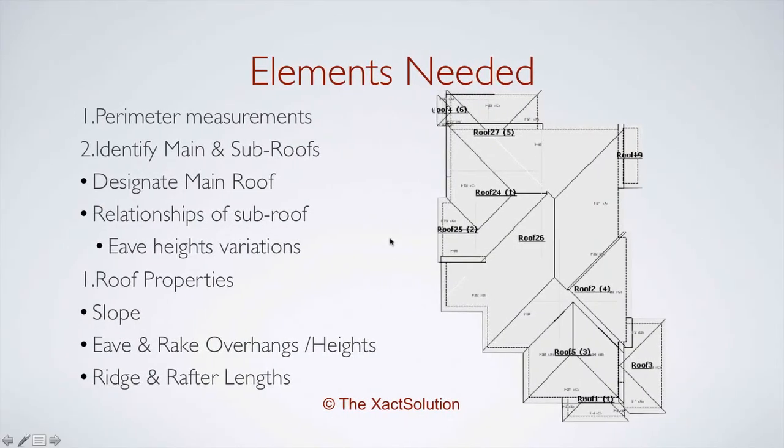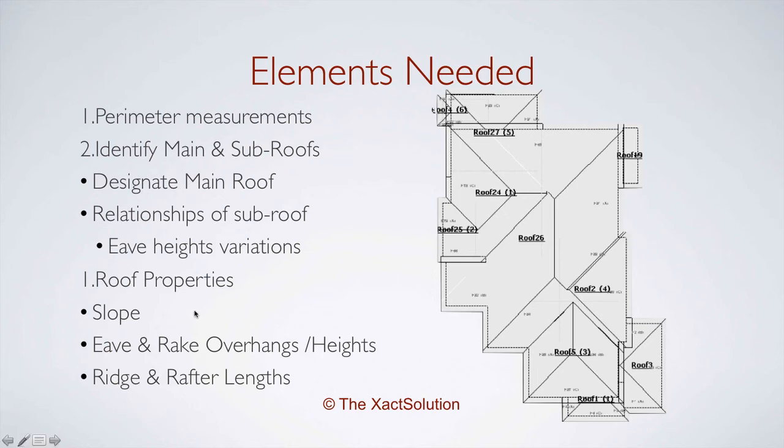So again, just to go over, we need the perimeter measurements, whether that's of the foundation or of the roof edges. We need the main roof identified, and then each subroof. And we also need to know the relationship of those subroofs to the main roof, including any eave height variations, whether those subroofs sit above or below or at the same level as the main roof.